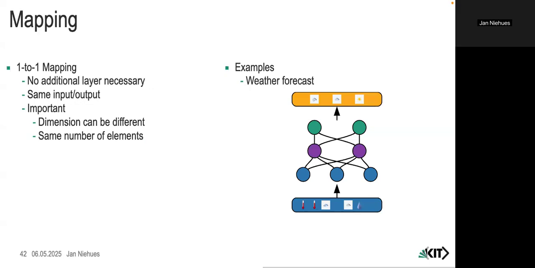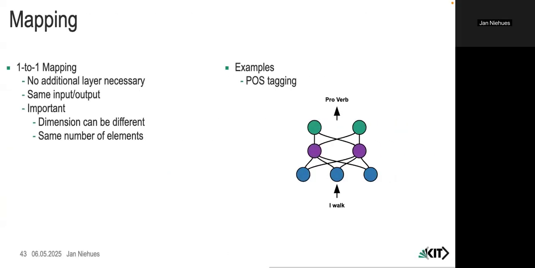And so there is no additional layer necessary to change the dimension. What we can do is have different dimensions here, but the number of elements is the same, since we have one element as the input and one element as the output. There is no need for two. Even for sequences, that is sometimes not needed.